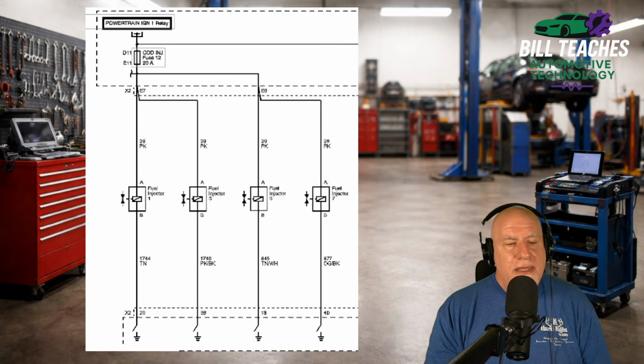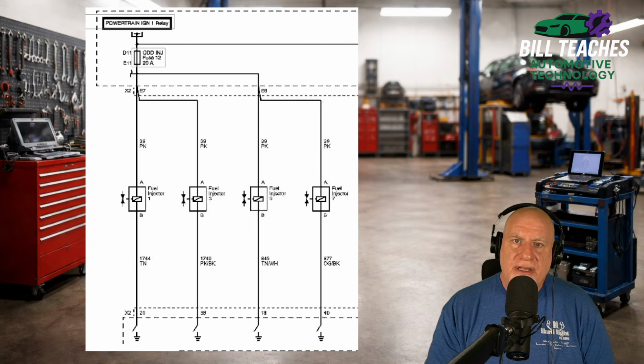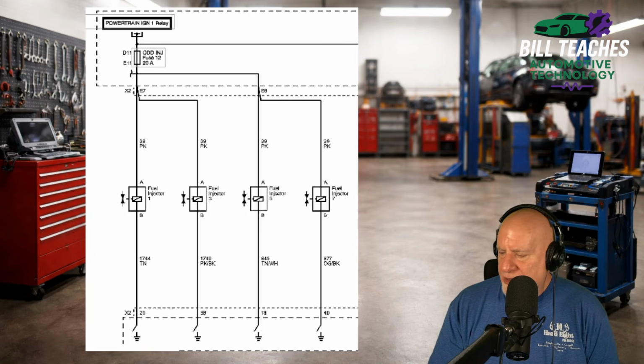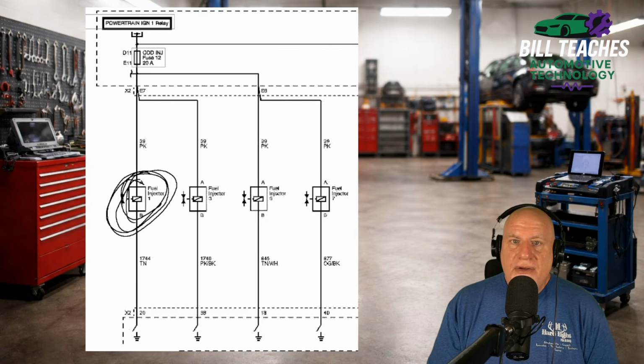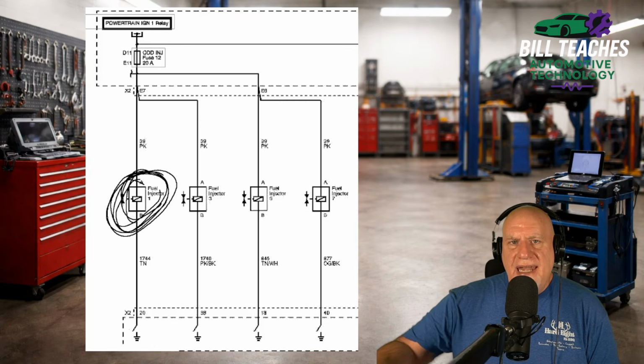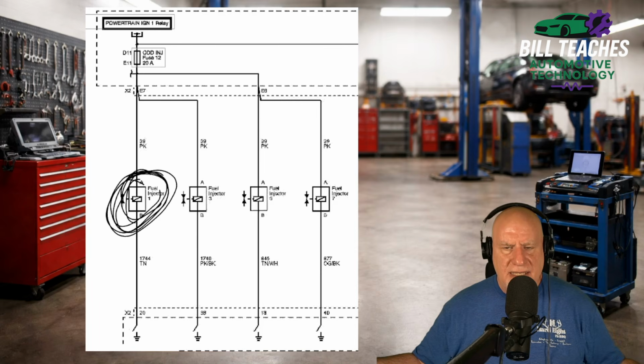Okay, so I used an injector circuit for this, but this can be applied to any circuit on the vehicle. This could be a blower motor rather than a fuel injector. This could be a door lock actuator, a power window motor, a headlight, a tail light. This could be anything that does work in a circuit, and it's all going to be applied the same.